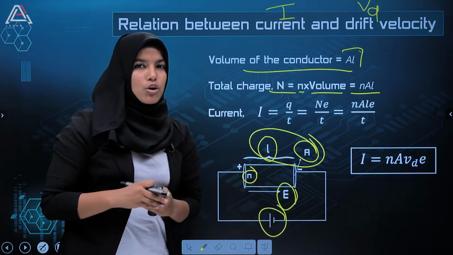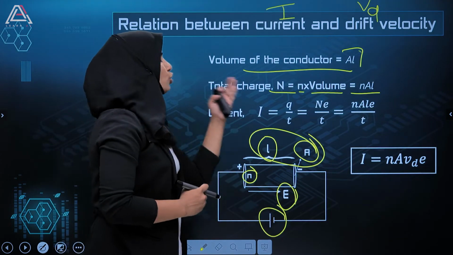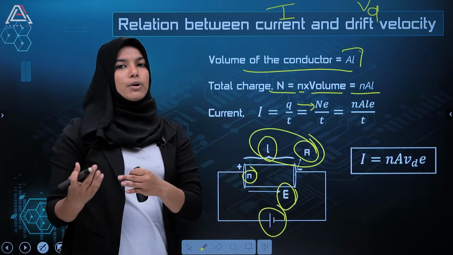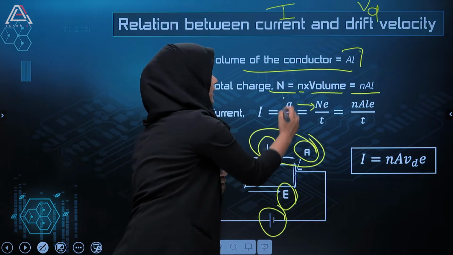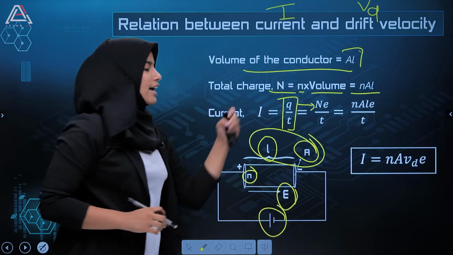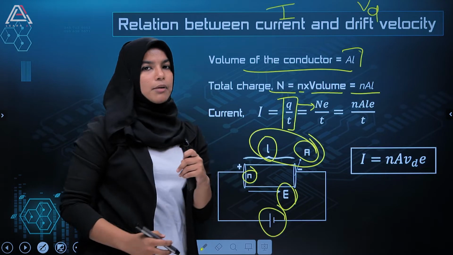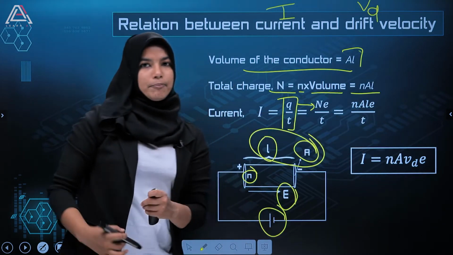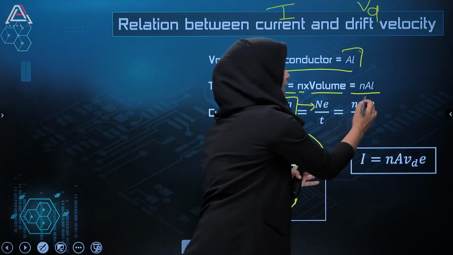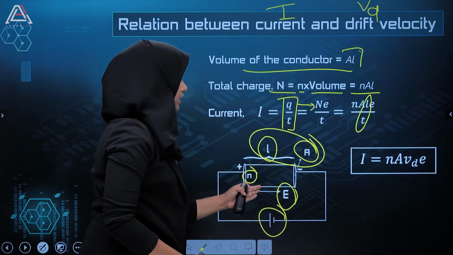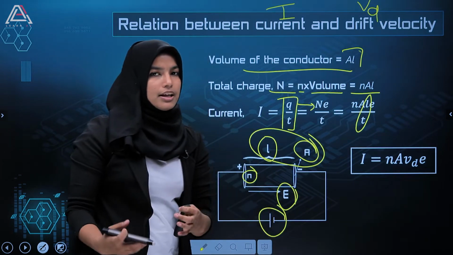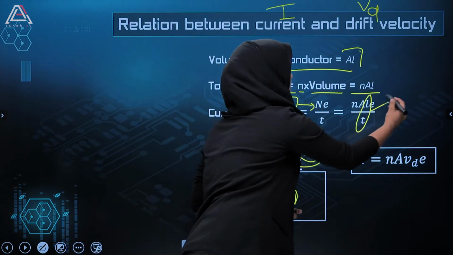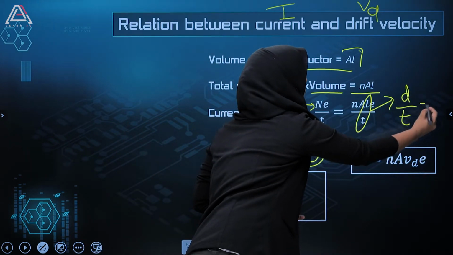Now we know from the quantization of charge that Q is equal to NE. We know that current is equal to the charge by time. So Q by T is the equation of current, and instead of Q I am writing NE by time, where N is equal to nAL. So nALE by time. Here you can see that L is the distance of this particular conductor and time is the time taken to travel this particular charge. So L by time, that means distance by time, gives the velocity.